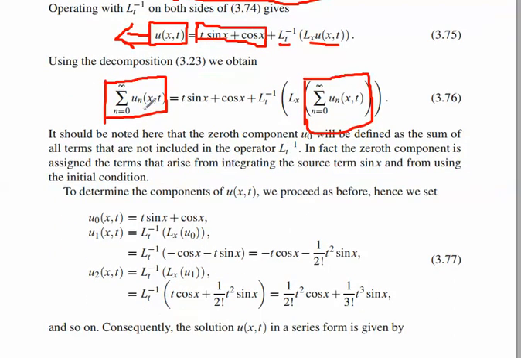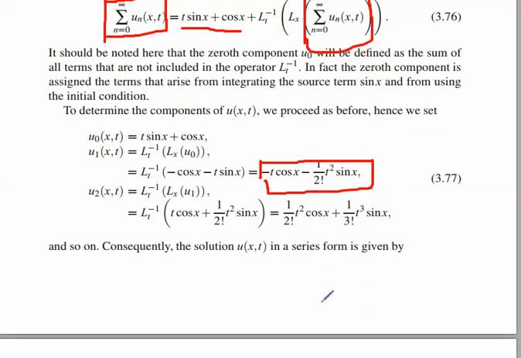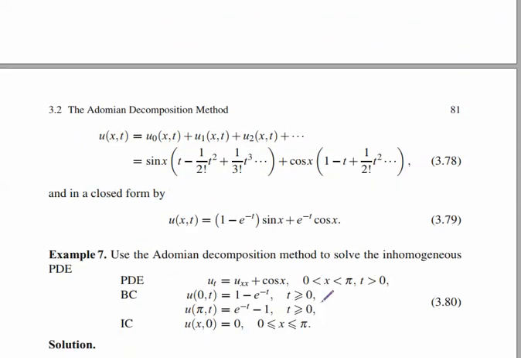Once you expand this series, u naught of x,t is equal to this one. This is the zeroth order solution you can see here, and u1 of x,t is the integration of this term from 0 to t. Once you integrate this term, you will have exactly this solution. This is u1 of t, this is u2 of t, and once you combine all these terms, you will have exactly this solution.